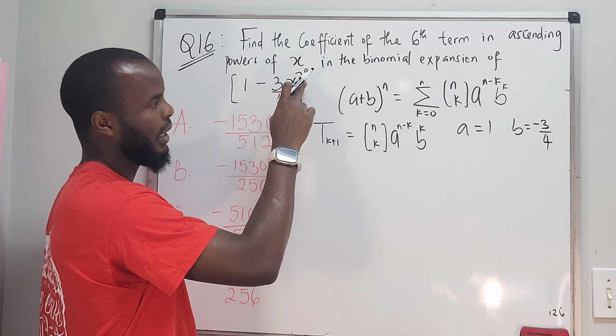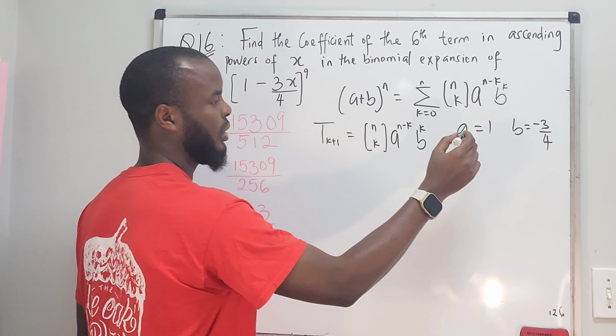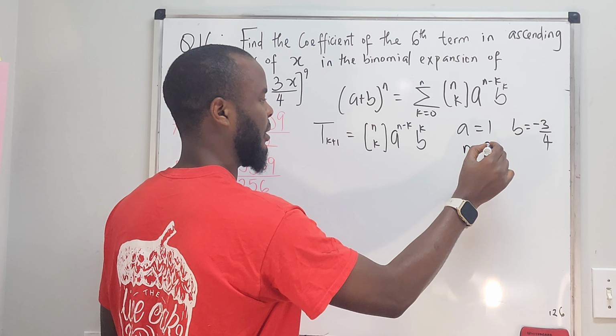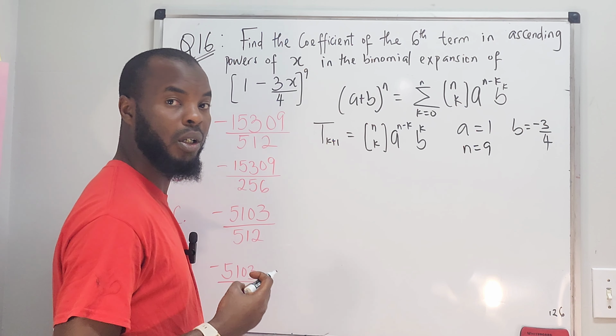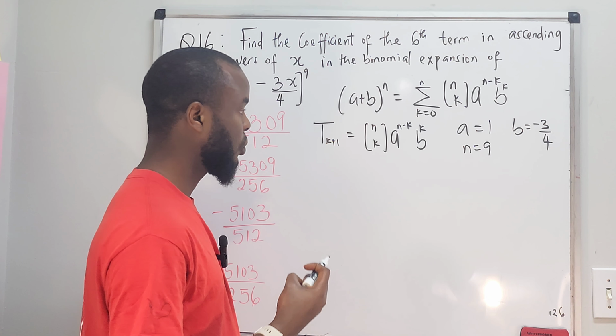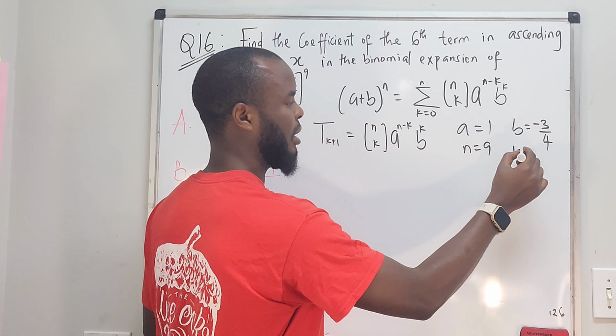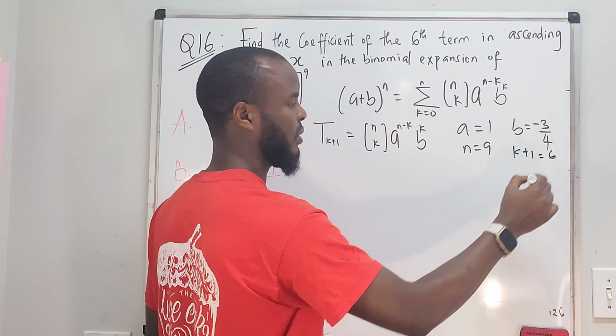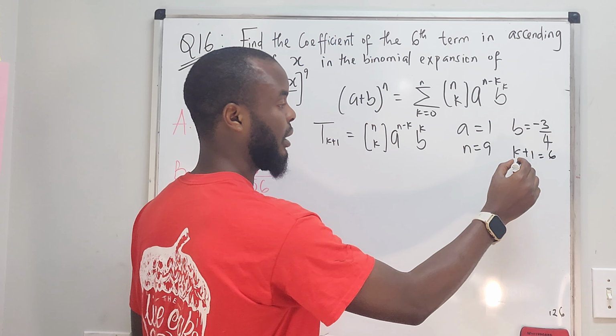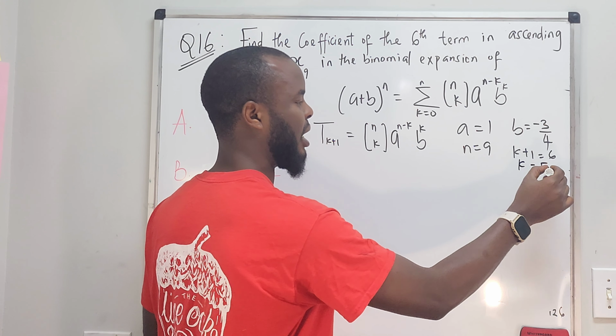And here, n is going to be 9. So here my n is 9. Don't forget, we are working with the sixth term, so we are interested in T6. That is k plus 1 equals 6. Equivalently, my k is the same thing as 5.